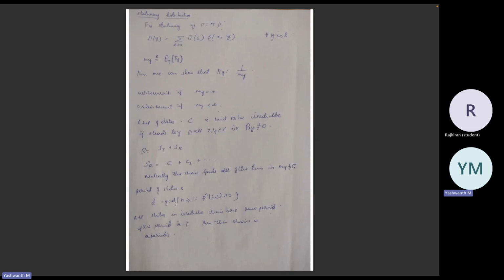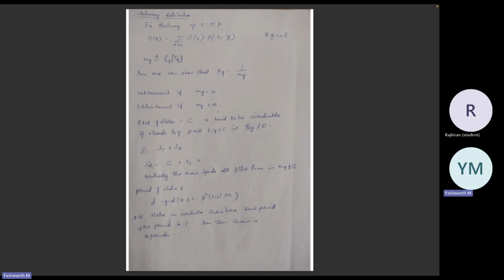And what is the period of a state? Period is defined for a state S. It is the greatest common divisor of all those integers n for which this quantity is positive. Remember, Pn of S comma S means you start from S, and in n steps you again land up in S. So if the period is 1, then you say it is aperiodic.